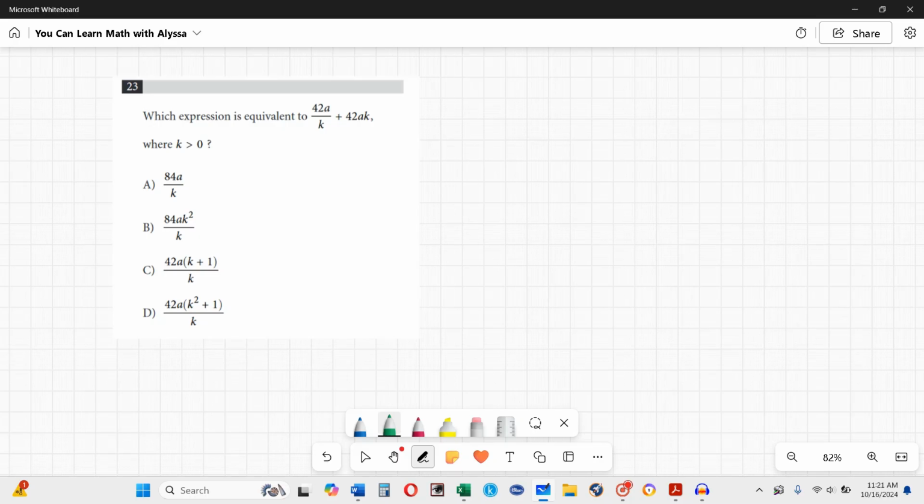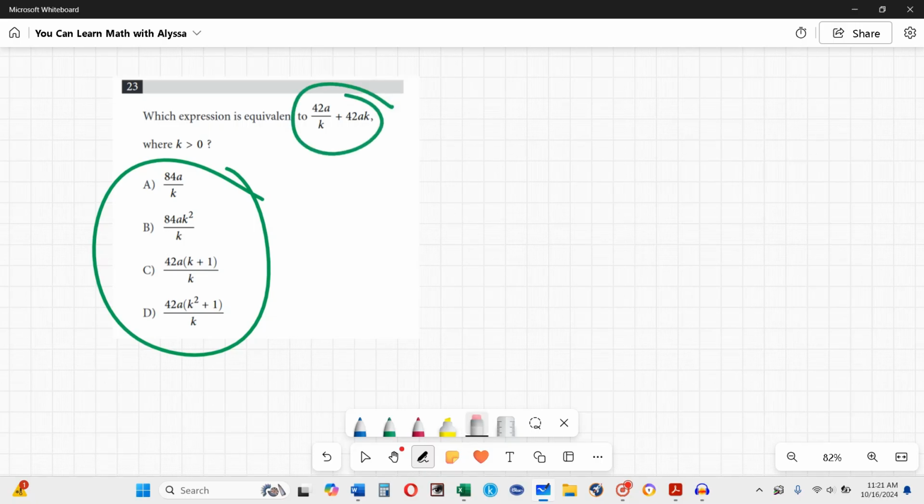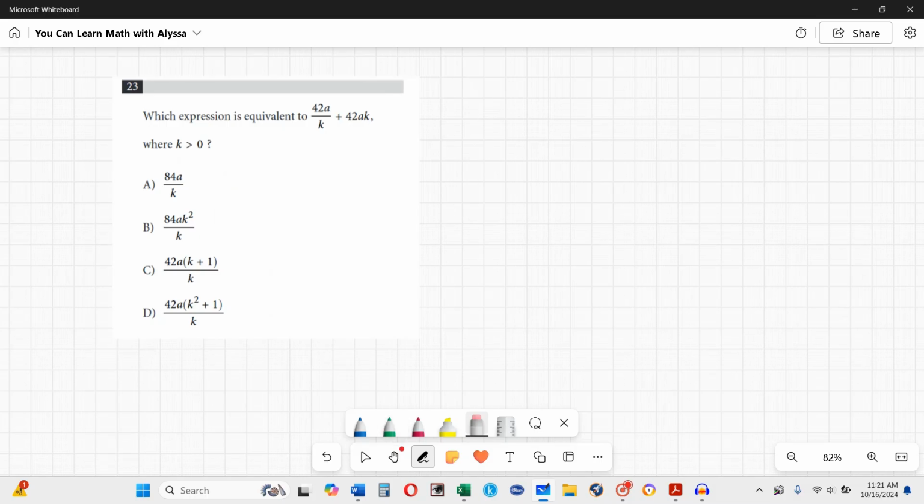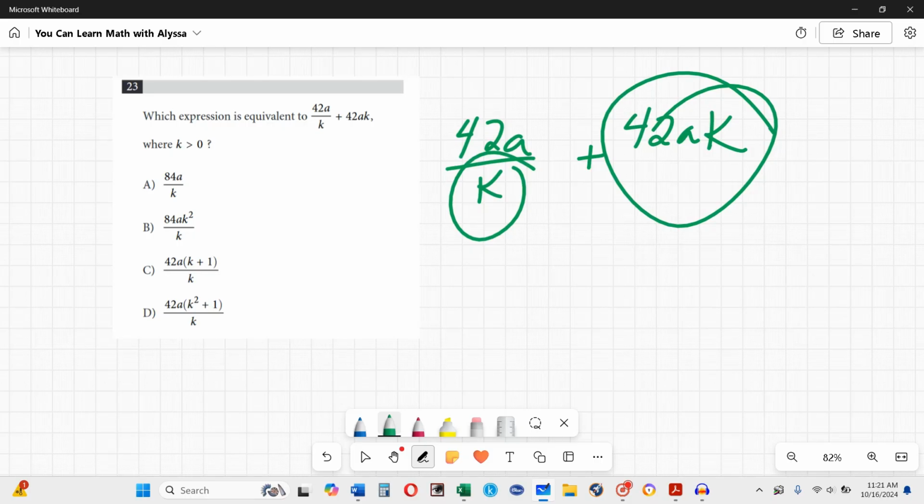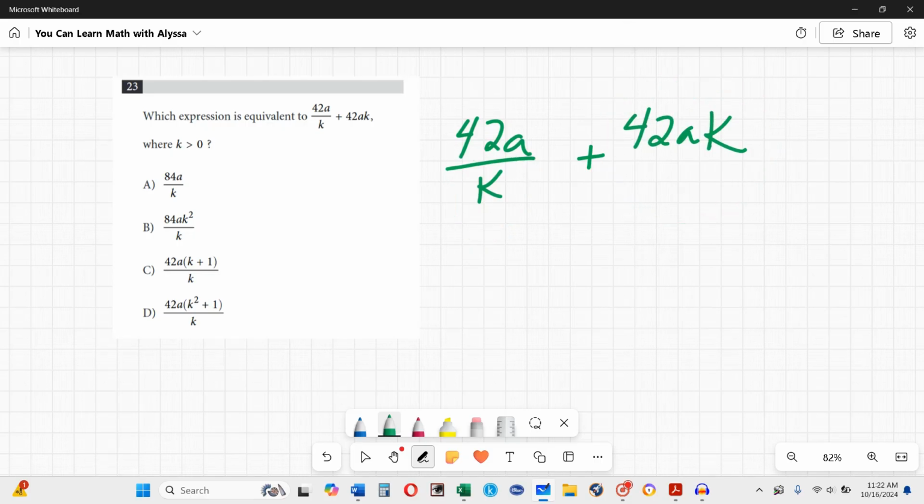It's fine. It's real. Okay, now if you notice, our answers all are a single fraction. So that's our clue that we need to combine these. We need to add them together. If you need to add two fractions or two things and one of them's a fraction, they must have the same denominator before you can add them. So here I have 42a over k plus 42ak. Now, I cannot add them because this is not a fraction with a denominator of k. It has to be a fraction with a denominator of k in order to add them.